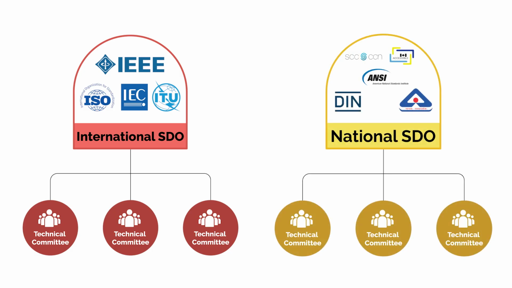National SDOs are groups that develop and maintain standards within a specific country and also have technical committees that typically focus on national needs. These technical committees are made up of local experts, industries, universities, and government bodies. Often, they adopt or adapt international standards to align with local laws and practices. Some examples of national SDOs are ANSI in the USA, BIS in India, DIN in Germany, ASC and SCC in Canada.